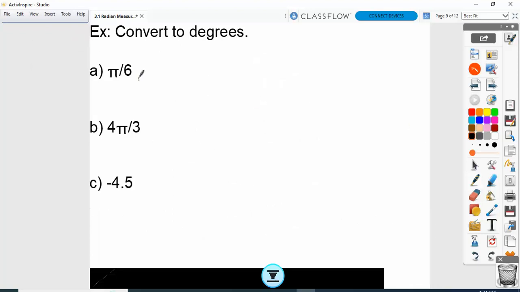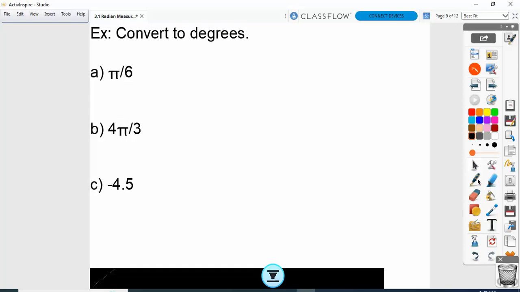Let's just turn these into degrees. And I don't know why this is supposed to be pi over 6. I don't know why it looks funny. So pi over 6 is radians. So what am I going to multiply by to get that into degrees? 180 degrees over pi. We just flip that fraction.